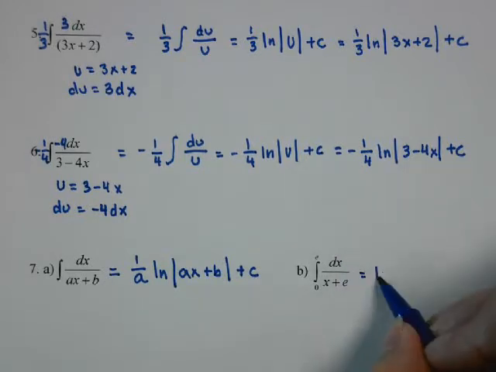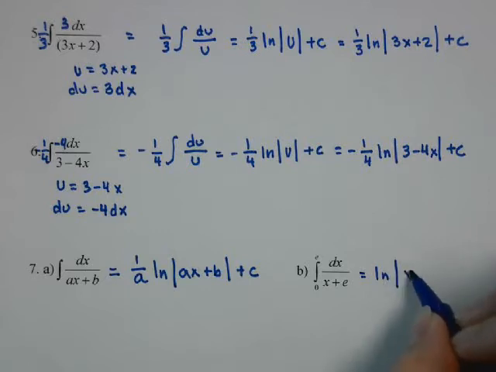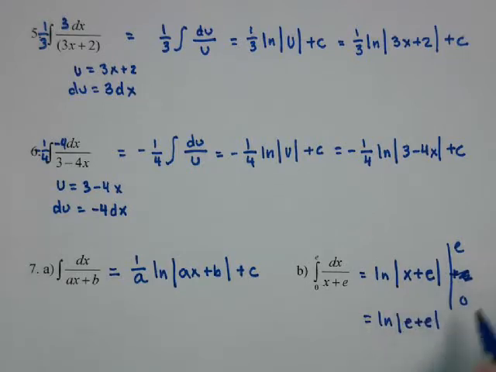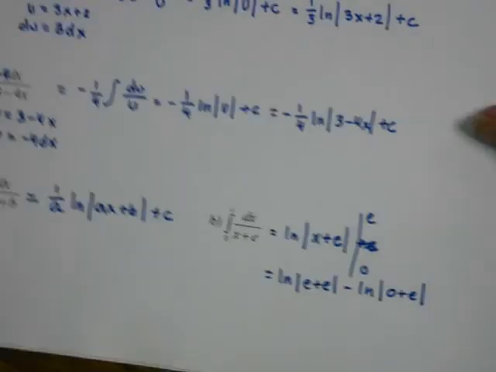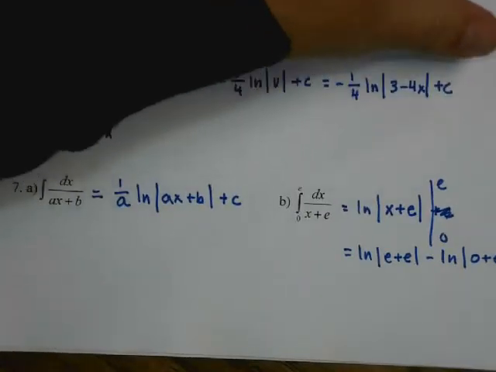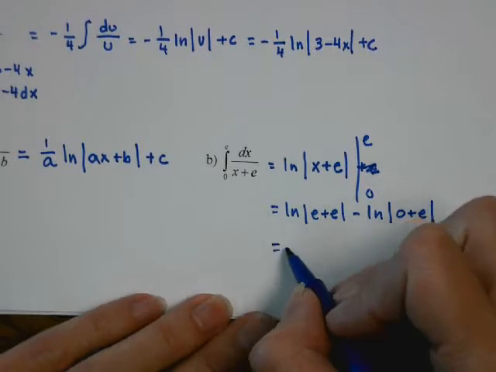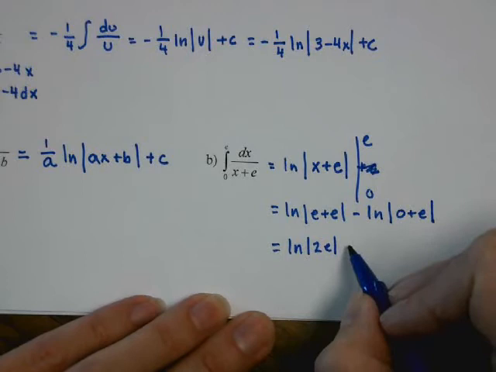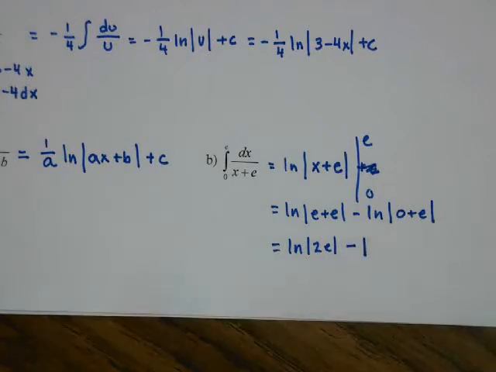Here, this is going to be natural log x plus e. Nope, no plus c, because we're doing a definite integral, from 0 to e. So this is going to be the natural log of the absolute value of e plus e minus the natural log absolute value of 0 plus e. So we have the natural log of 2e minus the natural log of e, which is just 1.